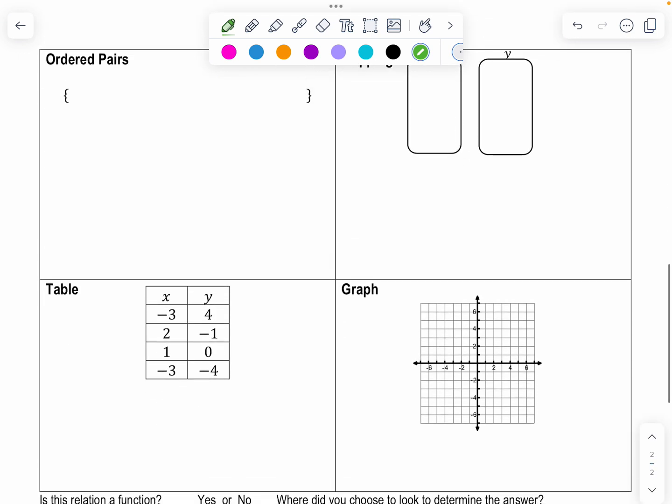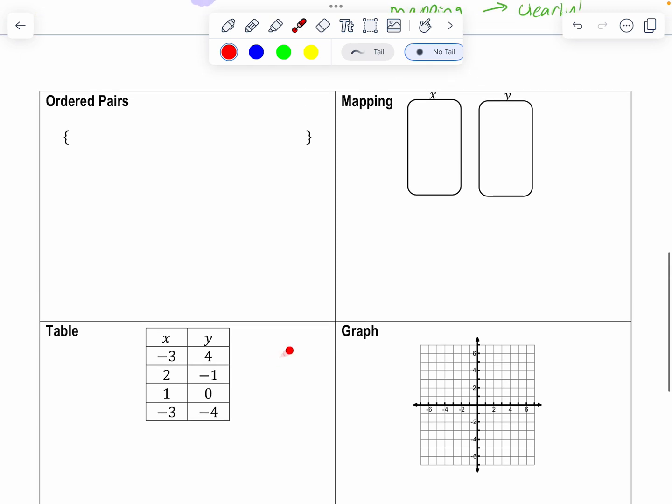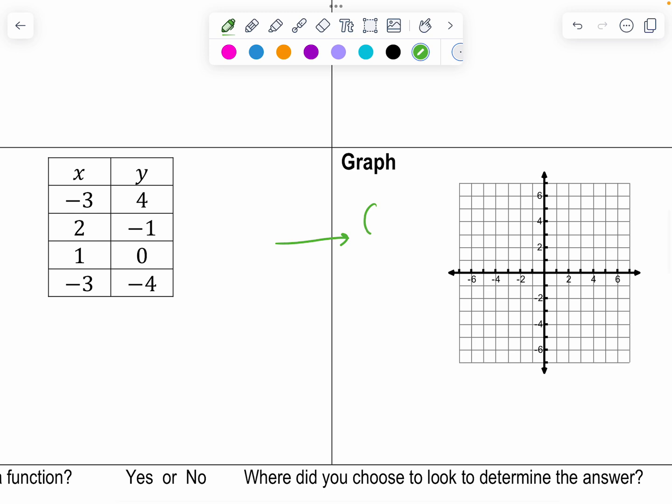Okay, in this table, we are starting with a table, so now we can go in any direction that we want. I'm going to go with this direction. I don't know why I'm doing that, but that's fine. Mapping. No, you know what? Since we did that before, let's do the graph. So graphing, I'm going to convert these to ordered pairs. That's how I know their location.